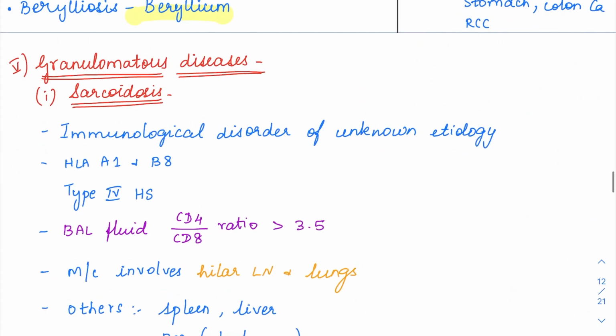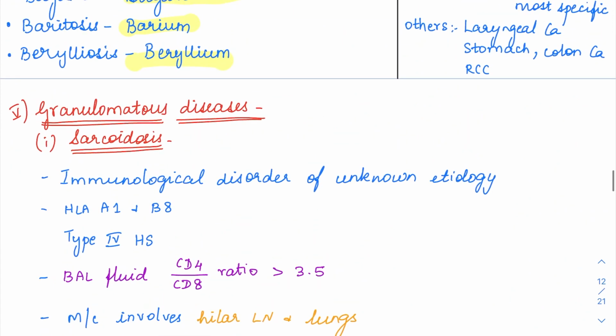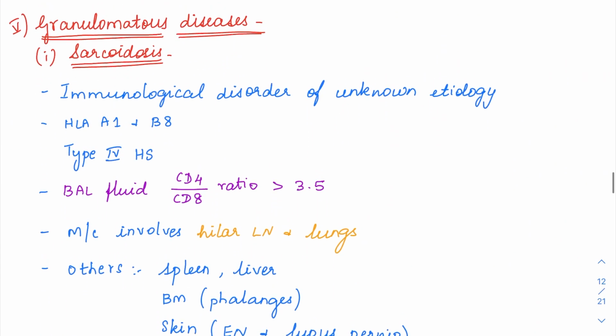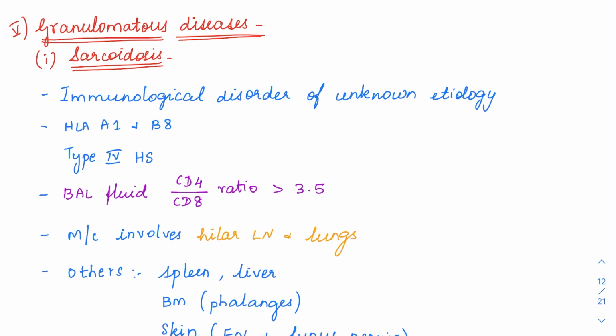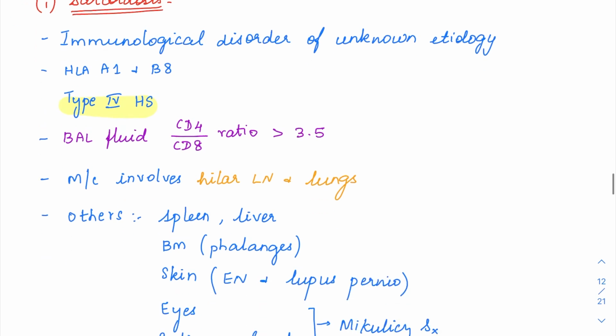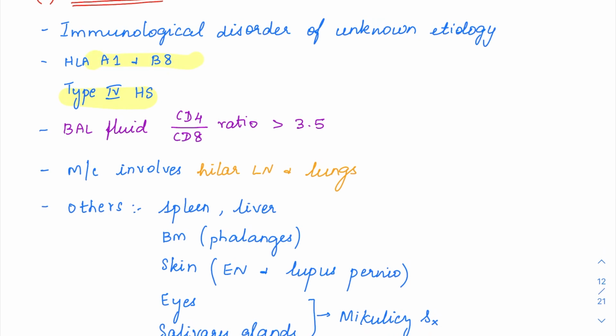Now we had seen about the restrictive lung diseases also. We'll move on to the granulomatous lung diseases. So starting with sarcoidosis. Sarcoidosis is an immunological condition which has a type 4 kind of hypersensitivity, for which there is no etiology, and it is associated with various HLA antigens like HLA-A1 and HLA-B8. The normal CD4 to CD8 ratio in the body will be 2:1.